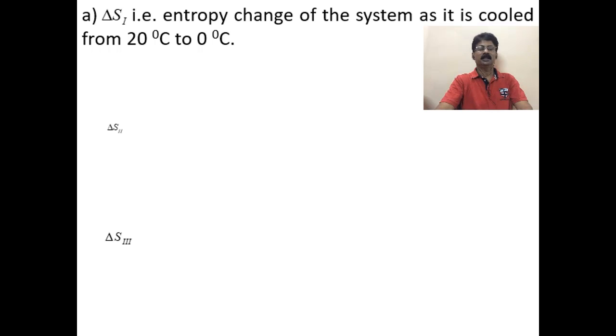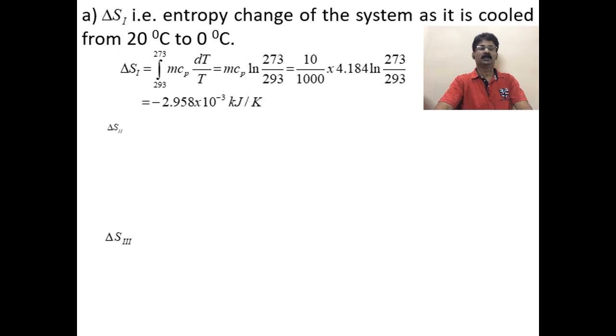Now delta S1 is the entropy change of the system as it is cooled from 20 to 0, which I explained already. So delta S1, you have to write as integration from 293 to 273. Initial temperature is 20 degrees Celsius, which is T1, and T2 is 273, 0 degrees Celsius. MCP dT by T, like in the previous problem, so ln T2 by T1.